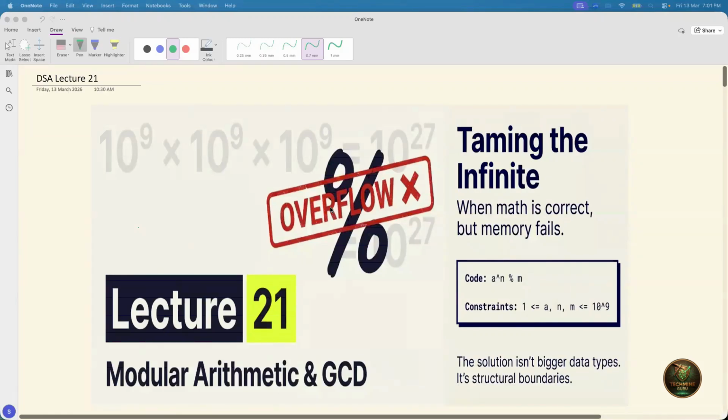Have you ever poured your heart into writing a solution, confident that your logic is absolutely flawless, only to hit a wall because your memory fails? It is one of the most frustrating feelings in competitive programming, when the math is correct, but the computer simply cannot handle the sheer size of the numbers.